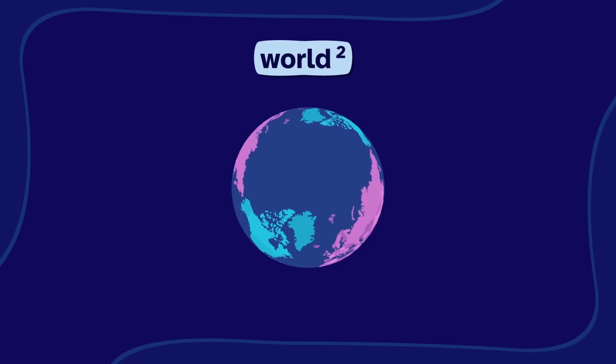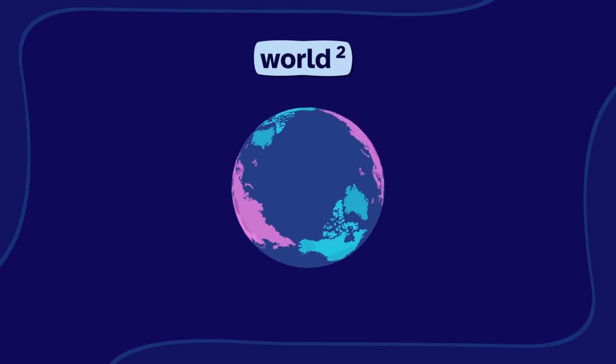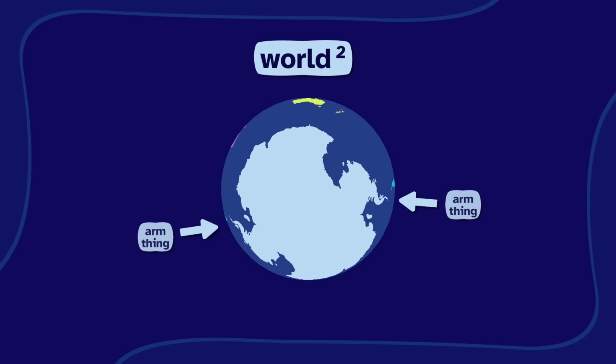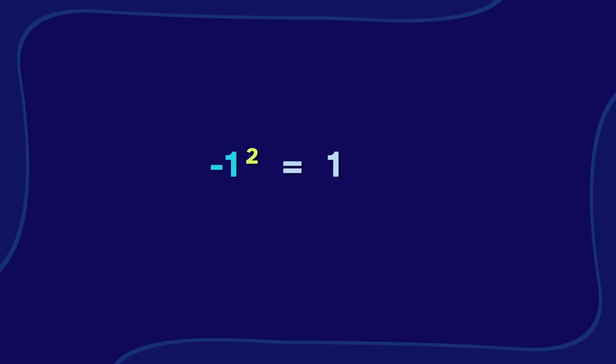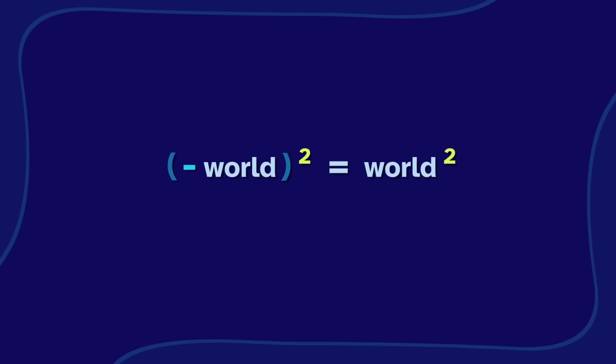But if we take a different perspective, we see that there's 2 of everything. The world is duplicated. Well, there's still just one Antarctica, but it has 2 of its arm thing. I don't know the official name. Do you? This duplication happens because negative 1 squared equals 1, meaning that negative world squared equals world squared.